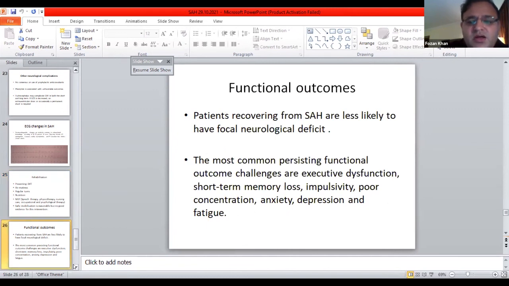Functional outcomes. It is important to know that patients recovering from subarachnoid hemorrhage are less likely to have focal neurological deficit, but they usually present with persisting functional challenges, such as executive dysfunction and short-term memory loss. They can become very impulsive. They may have poor concentration, anxiety, depression, and fatigue. So psychotherapy input and certain medications are important as part of their rehab.